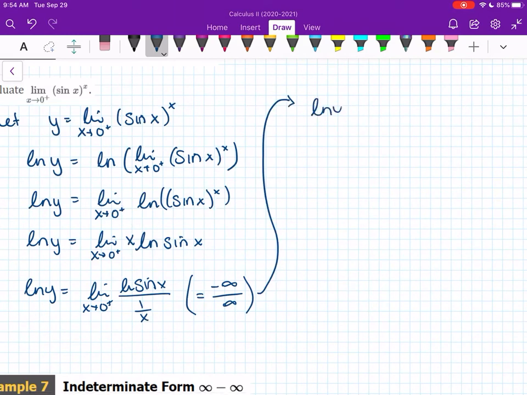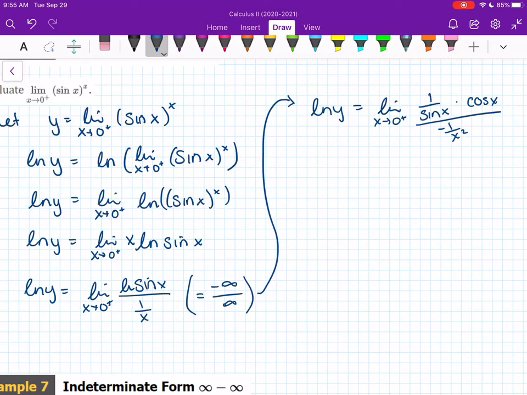So for L'Hopital's rule, now I have the natural log of y equals, and then I'm going to take the derivative of both the numerator and the denominator. So for the numerator, natural log of sine, so I have 1 over sine of x times the derivative of sine, so cosine. And then the derivative of 1 over x is negative 1 over x squared.